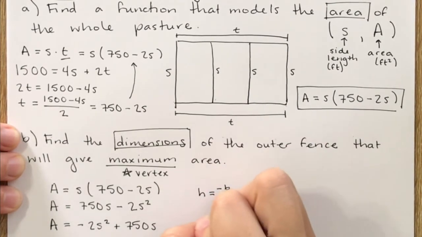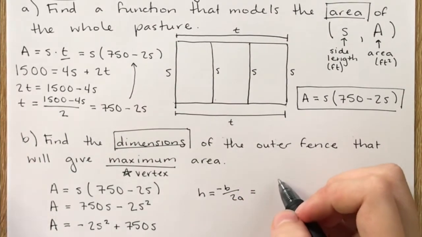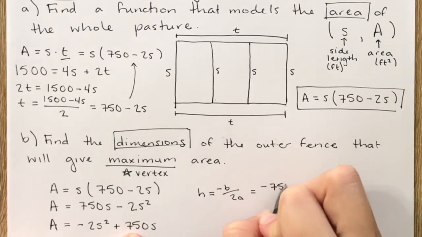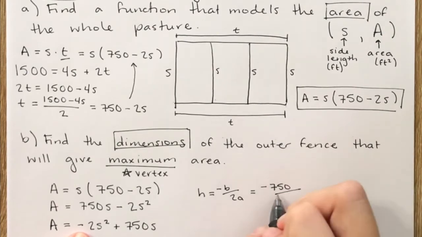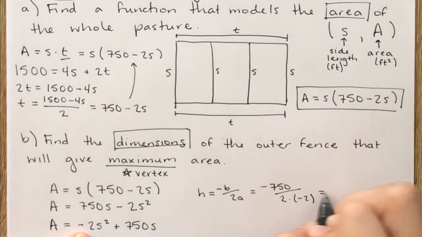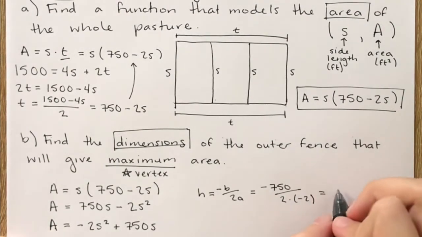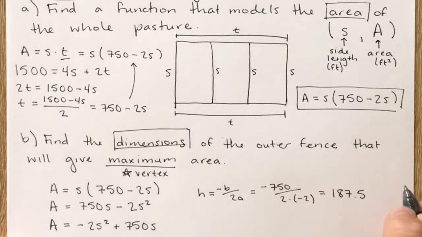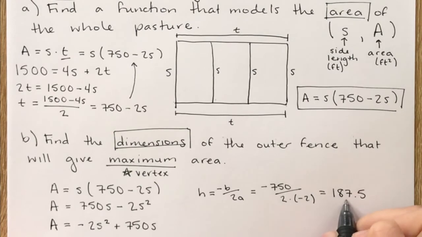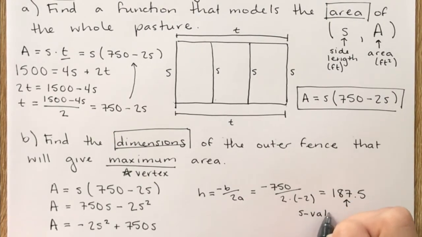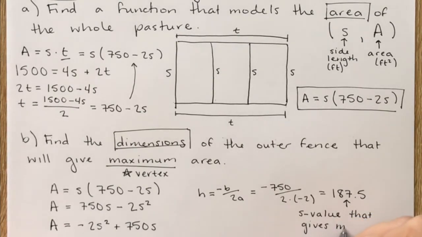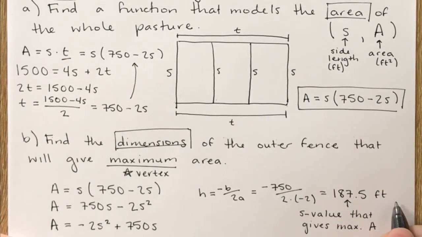Now we're looking for h equals negative b over 2a. So negative b, our b term is 750 because that's what's attached to the S term, and our a is negative 2. Negative 750 divided by negative 4 is 187.5. What does this represent? Well, this is the S value that gives maximum A. So 187.5 feet is going to be the S value that makes this the maximum area.